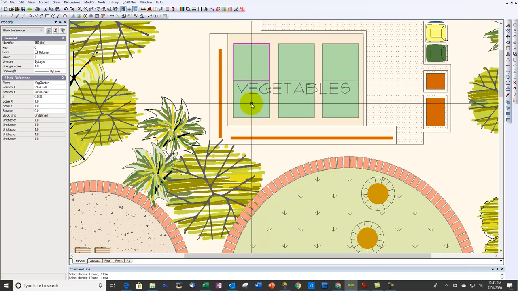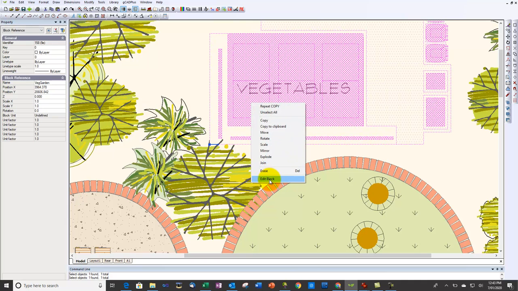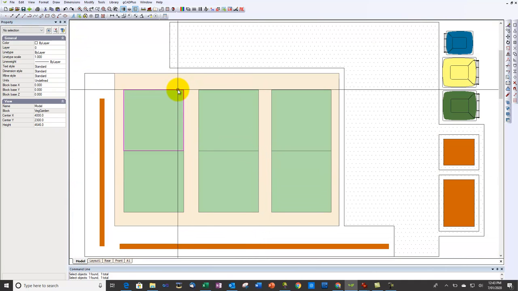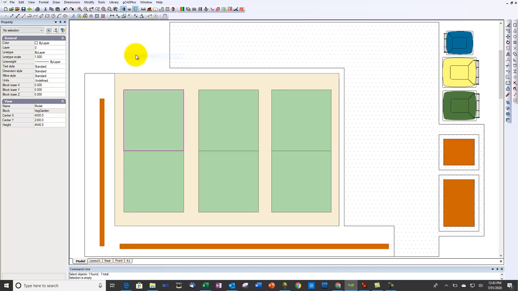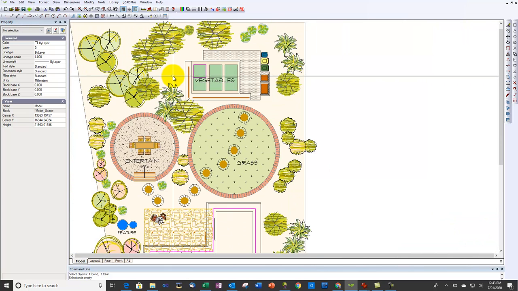Let's just take the block as it is and edit it, and we'll pick that rectangle there, and you can see it's a 1200 by 1200 square. So if we close there, and I hope you'll agree, that gives quite a strong design and underlying design for the spaces in this particular design.